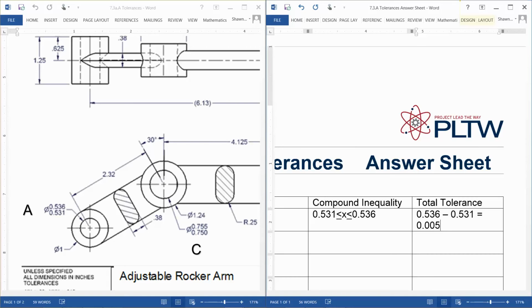And again, I'm going to type this in here. That is what we call the upper limit, commonly referred to as UL, minus the lower limit. All I'm doing there is typing in the biggest number minus the smallest number. That's the upper limit, the biggest it could be, minus the smallest it could be. And when you subtract them, you get 0.005. And that's what we do there for that total tolerance.